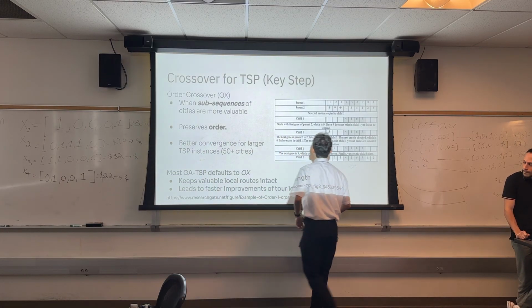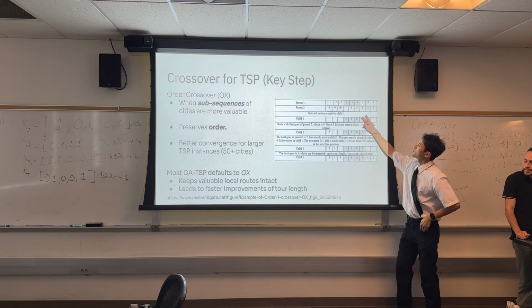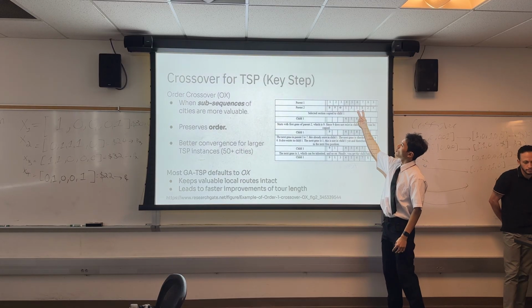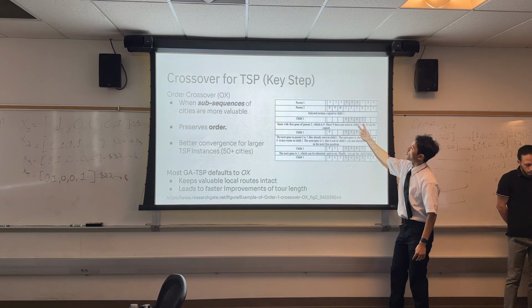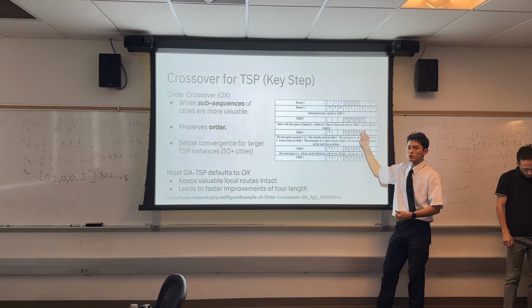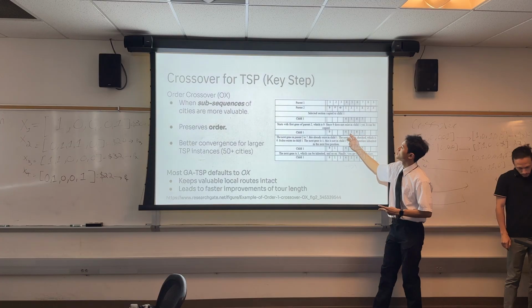So here, from 2 really good parents that we found, we pick a random section of parent 1, and we move it into child 1. But then since child 1 has empty spaces, we move from parent 2, but we need to make sure there are no repeats, there are no drops of the cities.